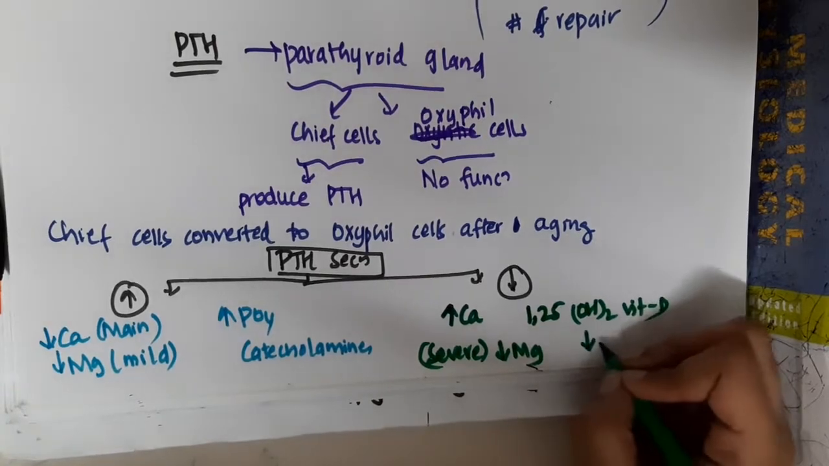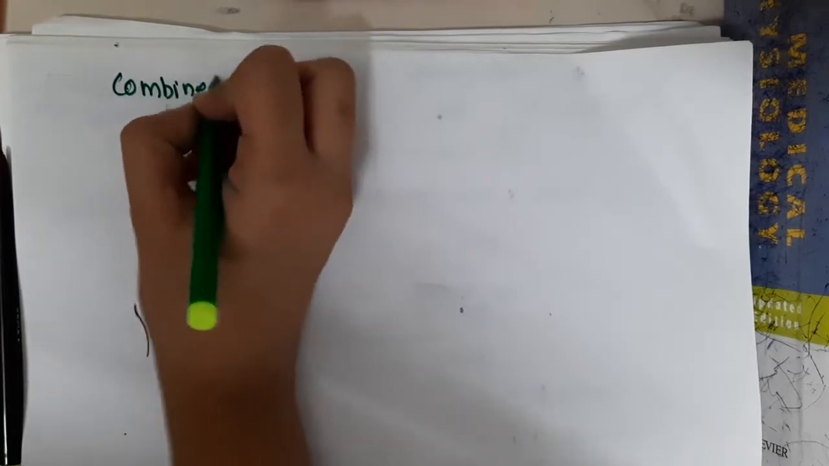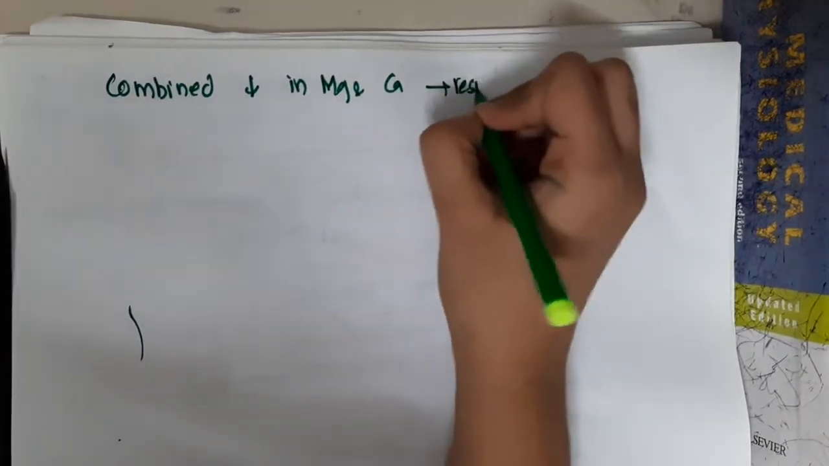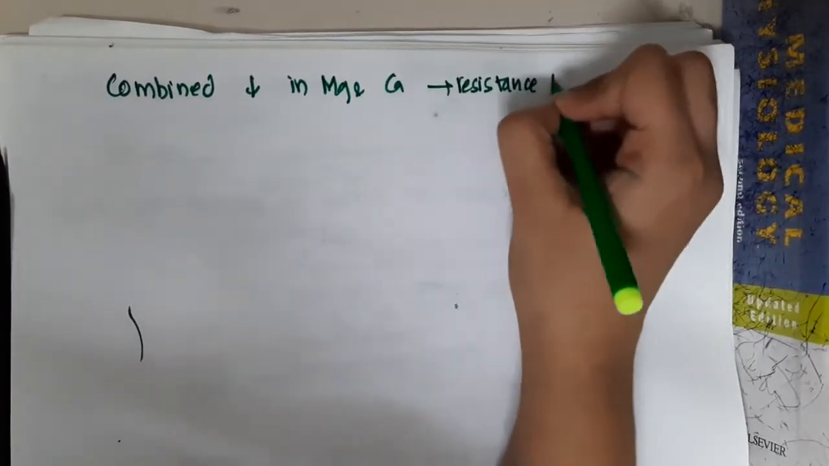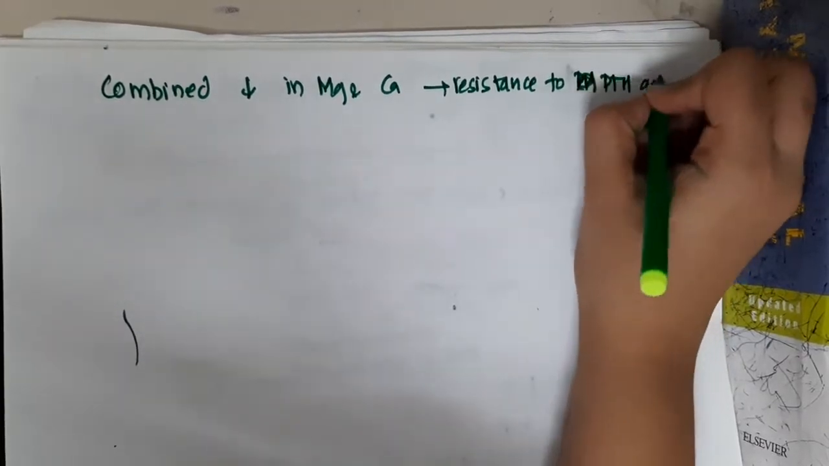One more important sentence is, if there is a combined decrease in magnesium and calcium, the combined decrease in magnesium and calcium causes resistance to parathormone action.